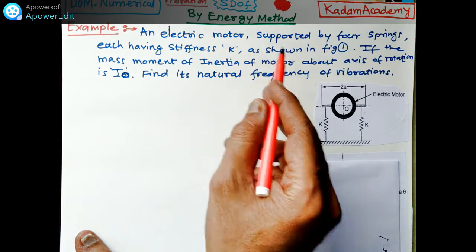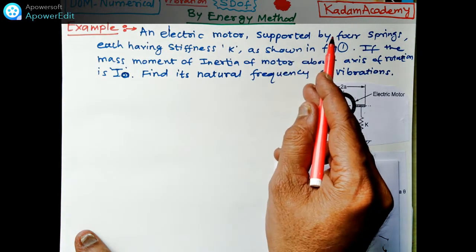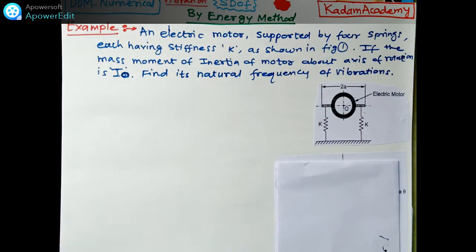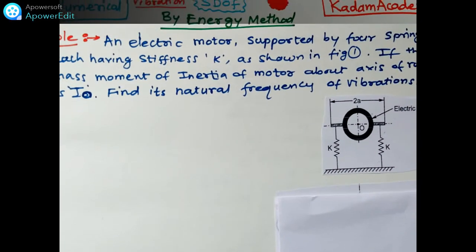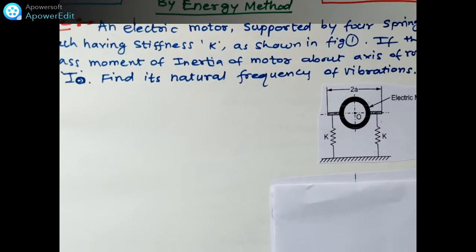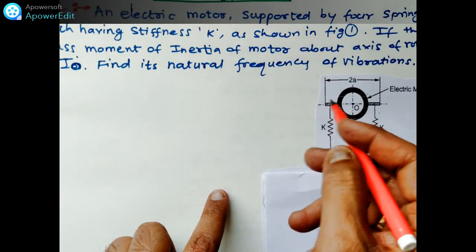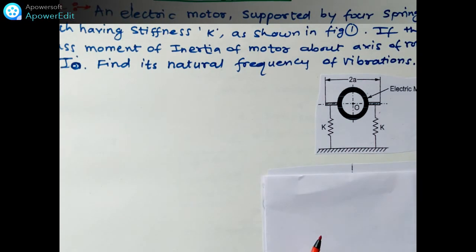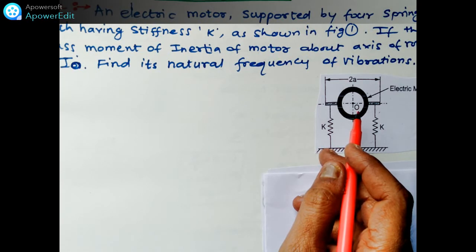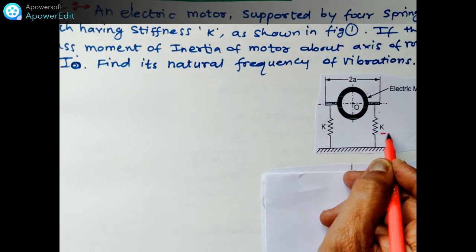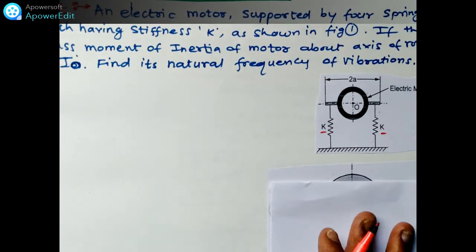An electric motor. This is the electric motor. This black box is suspended by 4 springs. How many? 4 springs are there. See here: 1, 2, 3 on this side. These 4 springs will suspend this electric motor, and the stiffness of each spring is K. 4 springs, 4K. This is figure 1.